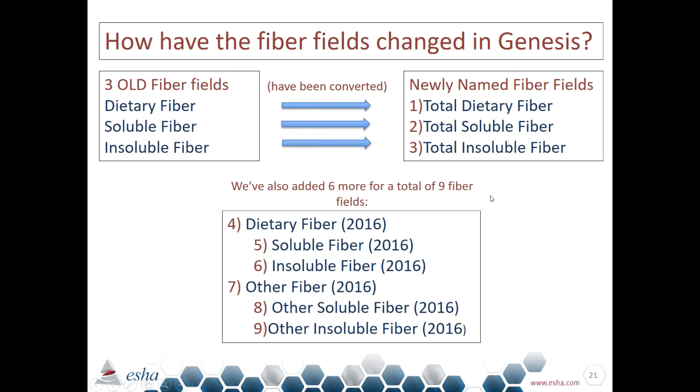And then we've added 6 more fiber fields. So we've got dietary fiber 2016, along with soluble and insoluble 2016. These 3 here will pull forward to the new label, and in order to populate them in Genesis, it must meet that definition that we've been discussing today. We've also provided 3 fields for documentation purposes. So if in fact you'd like to document if you have other fibers or other non-digestible carbohydrates in your product, or perhaps that you have 0, you can certainly use those fields to do either of those.